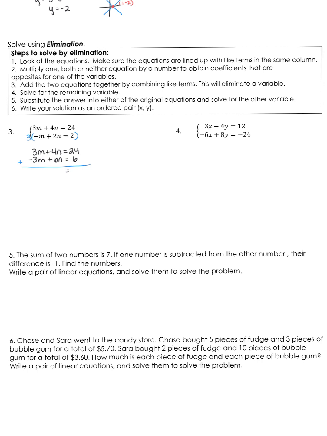So what happens when I do 3m plus -3m? That disappears. It becomes 0. If you want to let it disappear and not put anything there, you can just let it disappear. If you want to remember that it's 0, you can put a 0 there. It's totally up to you whether you want a 0 or just let it be empty. What's 4n plus 6n going to be? 10n. And then 24 plus 6 will be 30.